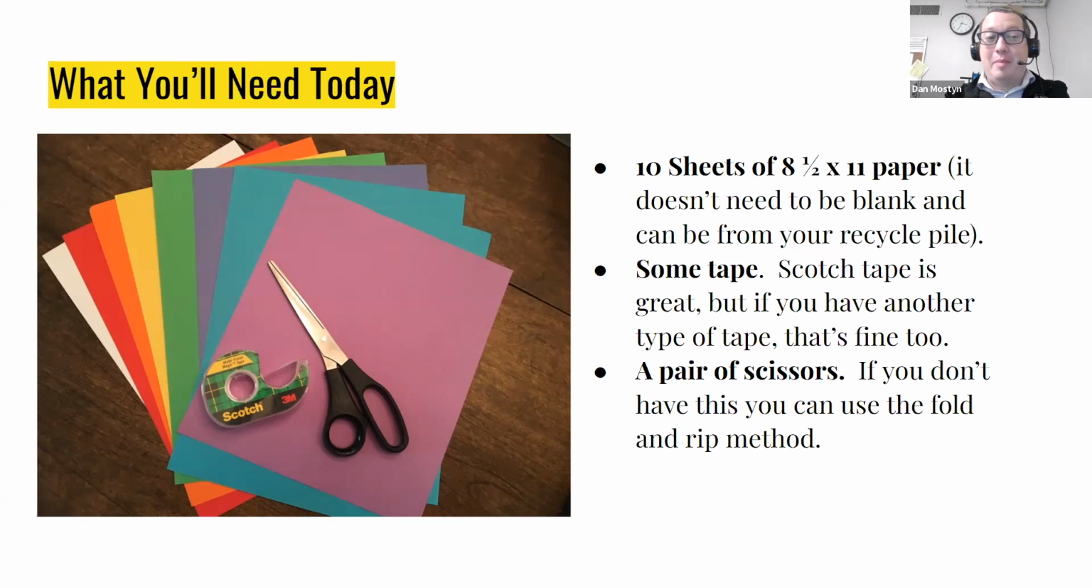If you had about 10 sheets of paper, it doesn't have to be exactly 10. If you have 6, 7, 8 sheets, that's fine, though 10 would be great. It doesn't have to be perfectly blank paper. It could be junk mail that you got, or old copies from your recycle pile. Some tape would be real helpful today. If you have Scotch tape, that's great, but I don't care if you have painter's tape or duct tape, whatever. Some sort of tape would be good. And a pair of scissors is not required, but it'd be nice to have. You could always use the tried and true fold back and forth and rip method if you'd like.